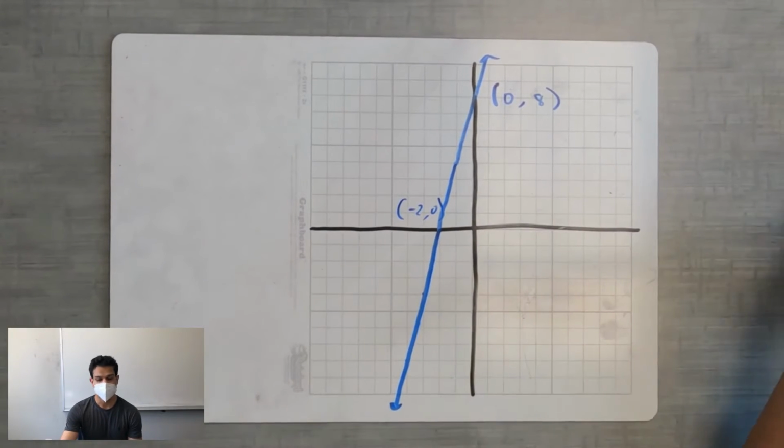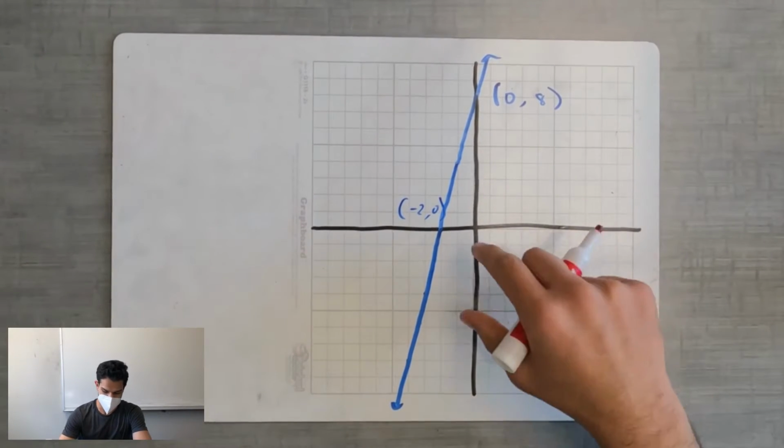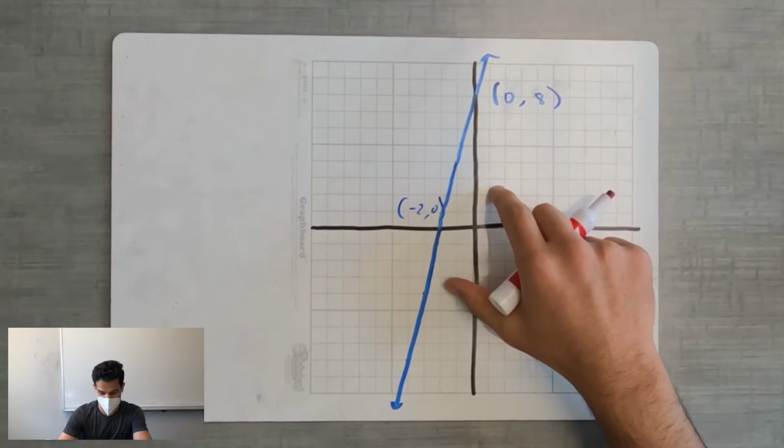Hey, I'm Jabron. I'm a Calc AB student here at HumeFog, and today we're trying to take this graph and put it into slope-intercept form.